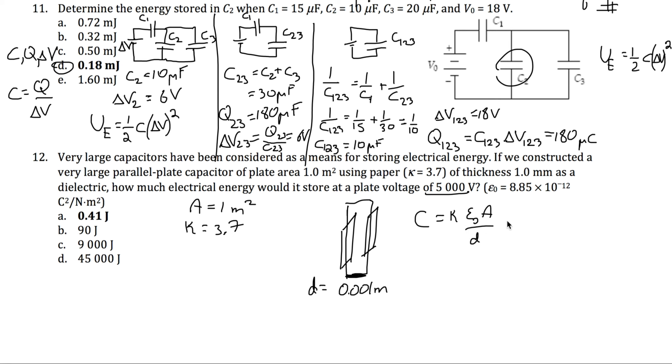Once we have this capacitance, unfortunately I did not get numbers, but now that we have capacitance and the potential difference of 5,000 volts, we can use the same equation that we used in the previous problem: the energy stored is 1/2 C delta V squared. Plug in the capacitance that you get from here, and the 5,000 squared times 1/2, and you should get 0.41 joules.